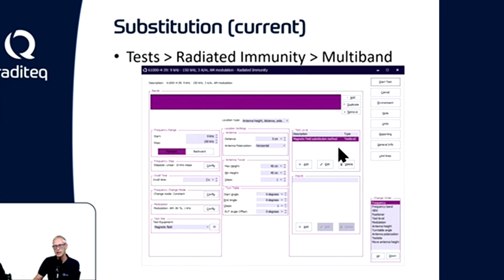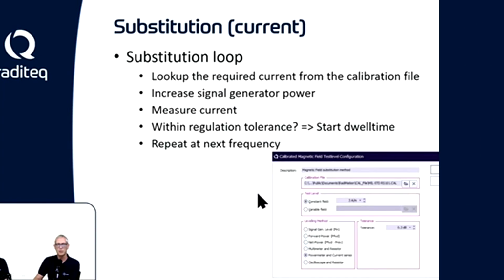And an important part is the test level configuration. The test level configuration allows you to select the calibration file, which is the output of the calibration that is performed beforehand. Of course, we can also specify the field test level that should be generated, and in this case it will be 3 amps per meter. That can be a fixed value over the complete frequency range, or it can be a variable field strength depending on the frequency range. The leveling method that is being used can be selected in this area, where again you can select to use a multimeter and a resistor, the power meter and the current sensor, or the oscilloscope and the resistor combination, depending on which equipment is being used during the substitution setup.